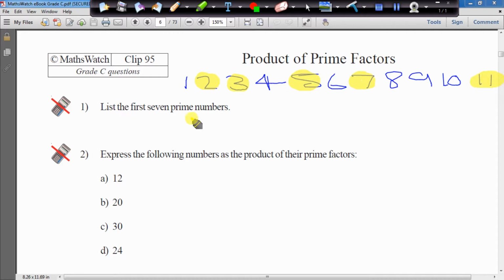Okay, now list the first 7 prime numbers. We've listed 2, 3, 5, 7, 11. What's next? 13, then 17. So we've got 1, 2, 3, 4, 5, 6, 7. That's done. Question number 1 is done.